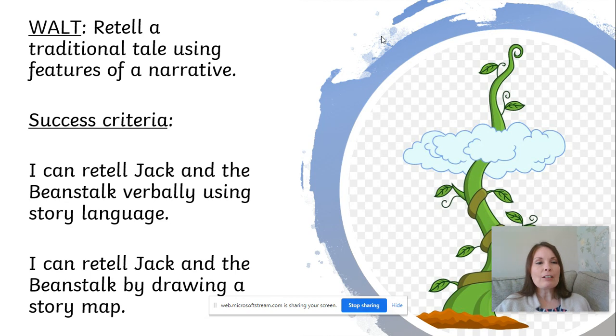Now today we are learning to retell a traditional tale using features of a narrative. And to be successful, we'll be saying, can you retell Jack and the Beanstalk verbally? That means out loud, using your voice, using story language. And can you retell Jack and the Beanstalk by drawing a story map?